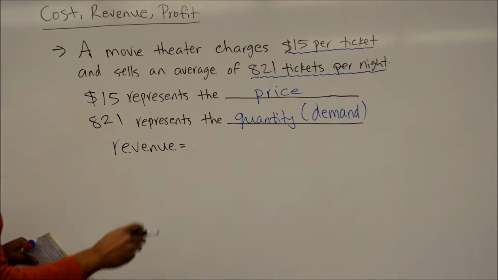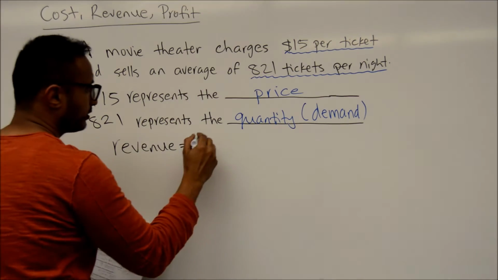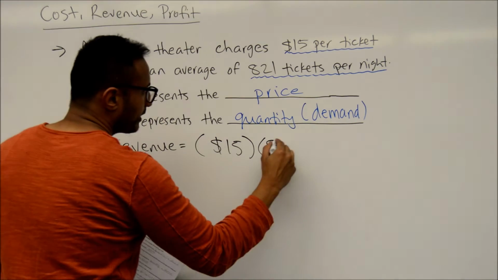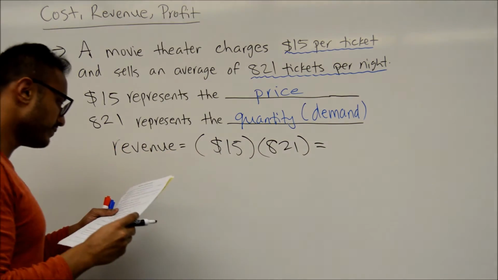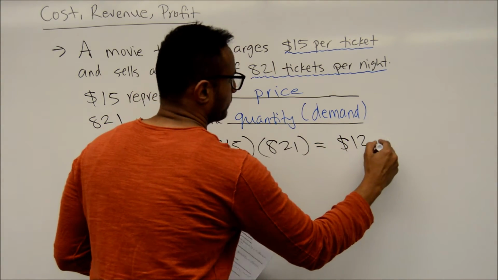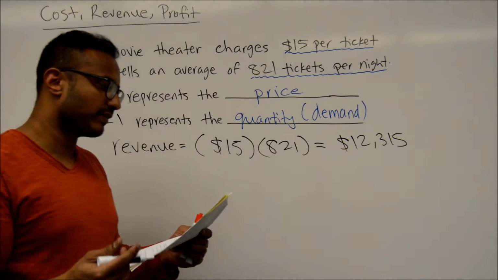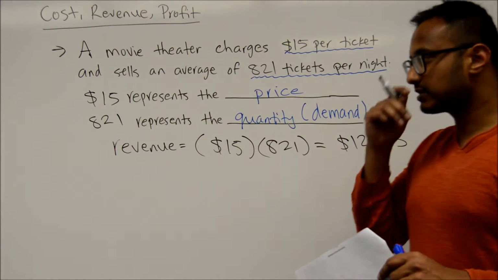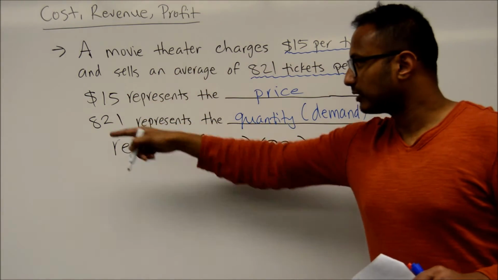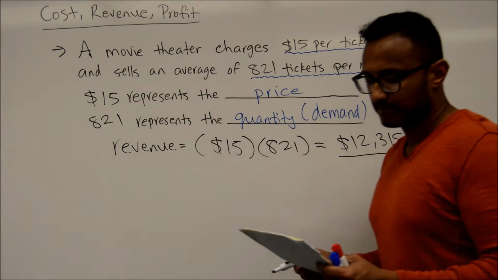The revenue is price times quantity. So how much money is the movie theater bringing in? Well, they're charging $15 per ticket, and they're selling 821 tickets. So the revenue is going to equal 12,315. Now this is great for the movie theater because their previous revenue at $13 was 12,142. By increasing the ticket price, even though fewer people are going, they're still making more revenue. The revenue is 12,315.